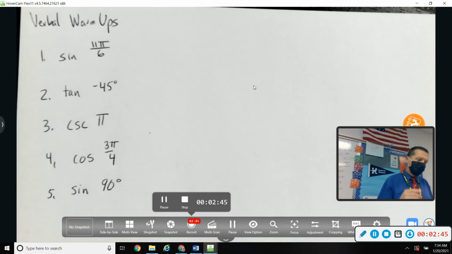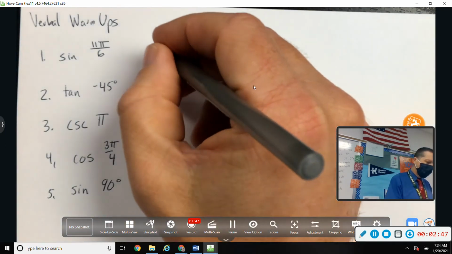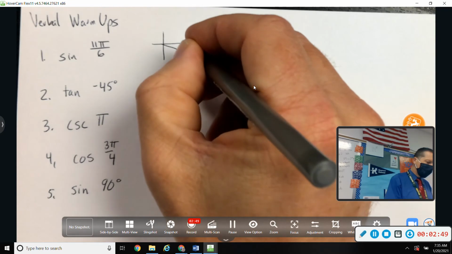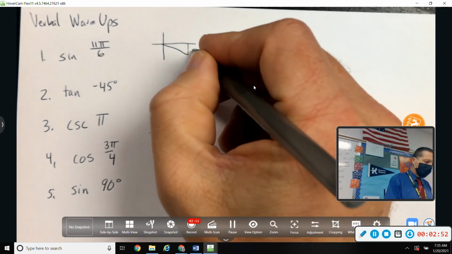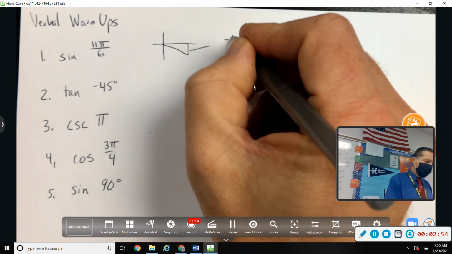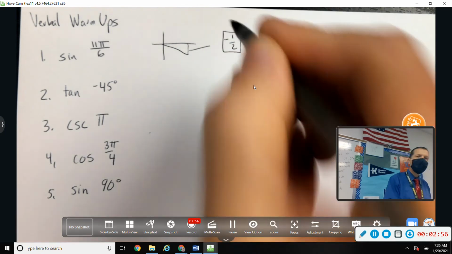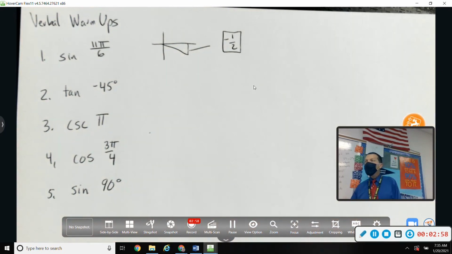Let's see, sine of 11 pi over 6. So fourth quadrant, narrow angle. Sine means y. So the y coordinate would be -1/2. Hopefully they're getting to be that quick for you. And maybe it's a little bit longer because you're still getting familiar with it, but hopefully they're going quick.